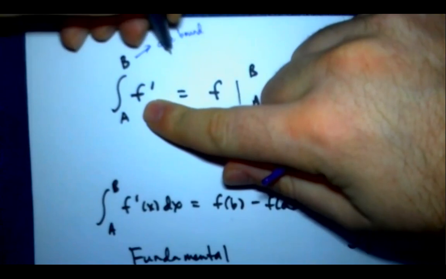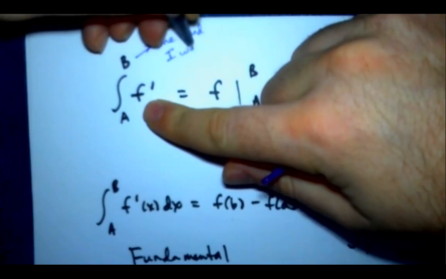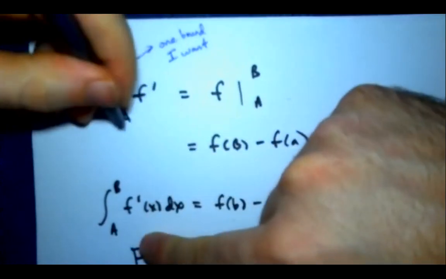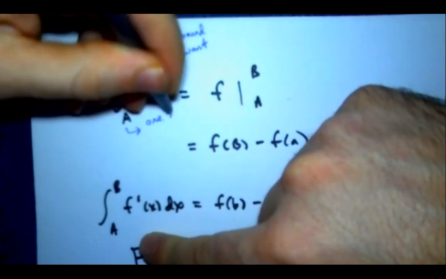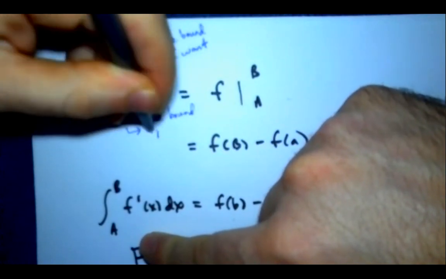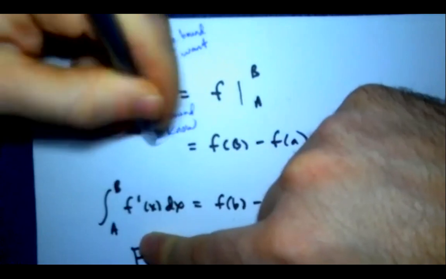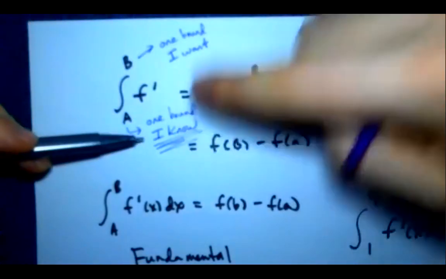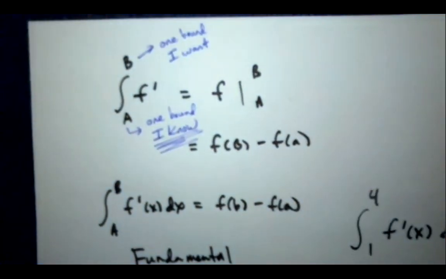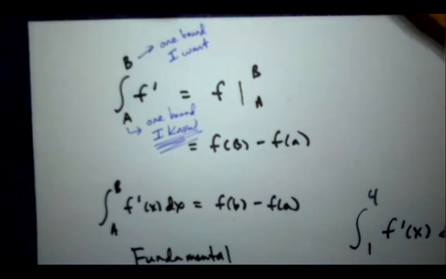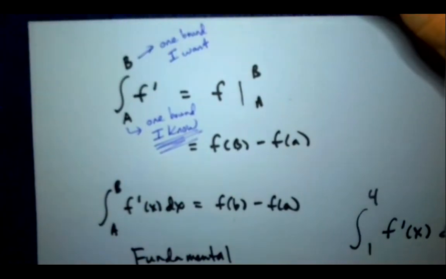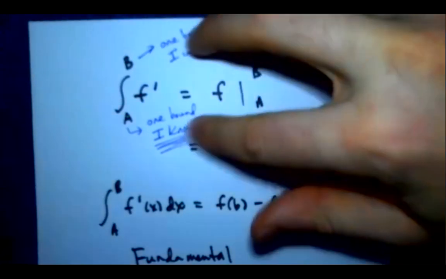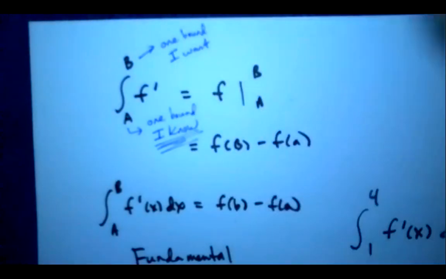One bound I want, one bound I know. And it could be the other way around. This could be the one you know, that could be the one you want, could go either way. But when we're doing this fundamental theorem idea, I'm going to integrate the derivative with a bound I know and a bound I want. So you've got to have one of them and you've got to want to find the other.